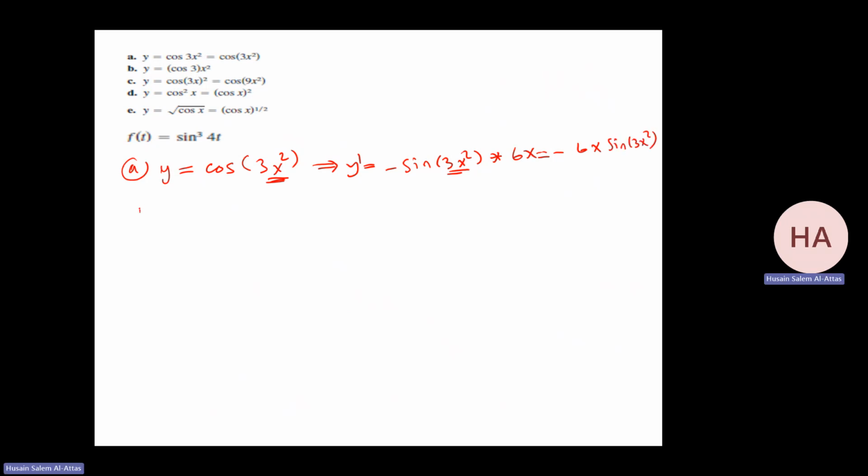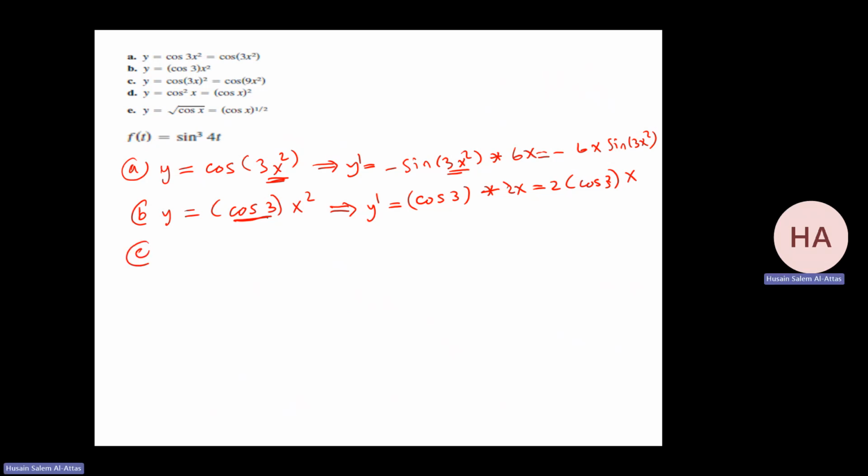Now the second one, y equals cosine 3 times x squared. Be careful, cosine 3 is just a number. So you have a number times x squared. So y prime will be this number times the derivative of x squared, which is 2x. So that will be 2 cosine 3 times x.